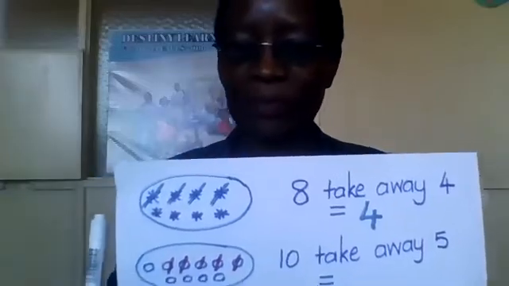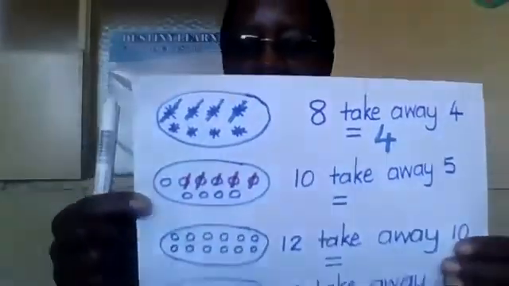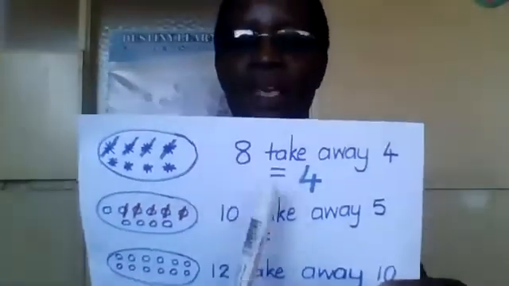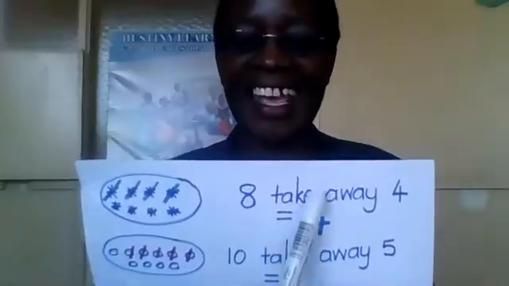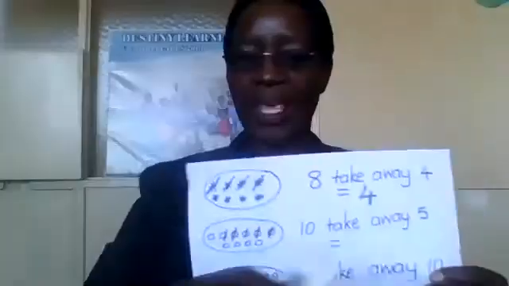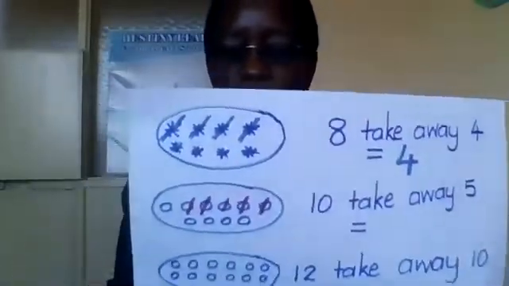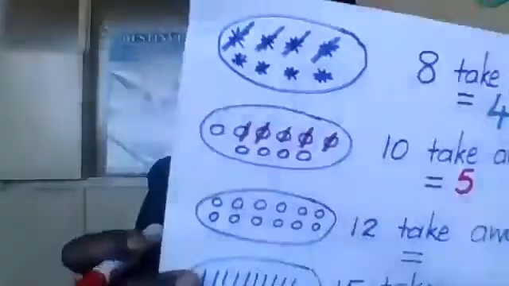All right. So that is the sum. We're doing subtraction today. We are using the word take away. When we are taking away, we are removing, we are remaining with less. All right, good. Now, so we say 10 take away 5. You said your answer is 5. Very good. Now, let's look at another example.